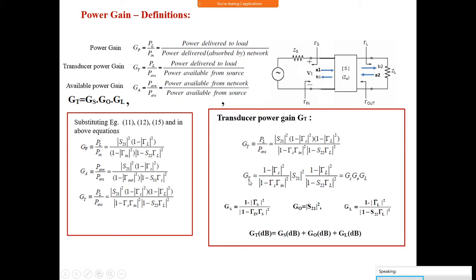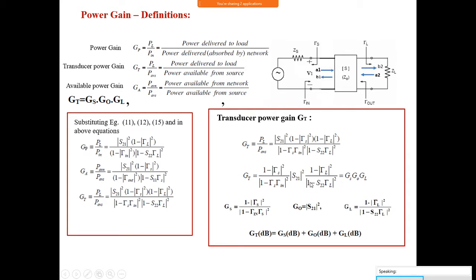They will be providing this GT. So design a microwave amplifier for a particular gain GT. Usually this will be provided in terms of decibels. Okay, design an amplifier to provide a gain equal to some 15 dB, 20 dB, like that they will be specified. So while designing, we have to consider this equation.